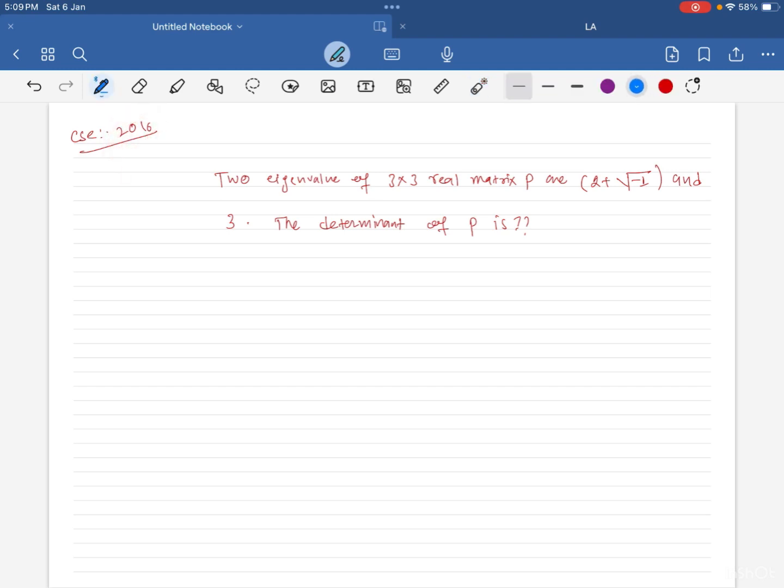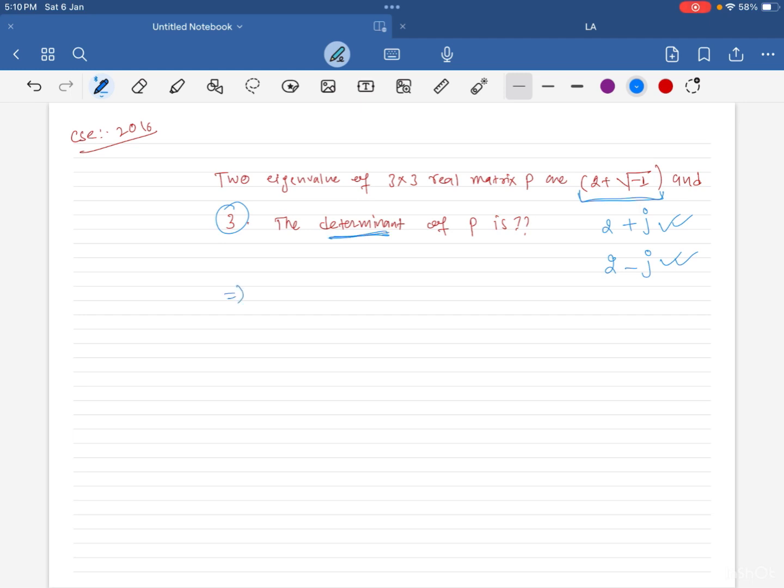What we have given is that two eigenvalues of a 3 by 3 real matrix P are 2 plus root under minus 1, and 3. The determinant of P is? You see that this one is complex, so we can write 2 plus j. If one of the roots is 2 plus j, then the other would be its conjugate, 2 minus j. Now we have to find the determinant, and one of the eigenvalues is 3 also. So we have got 3 eigenvalues.